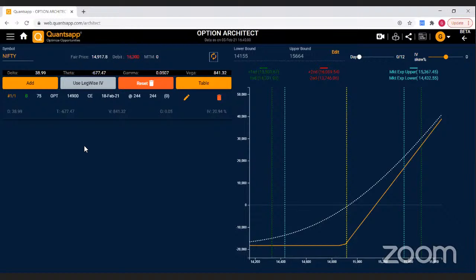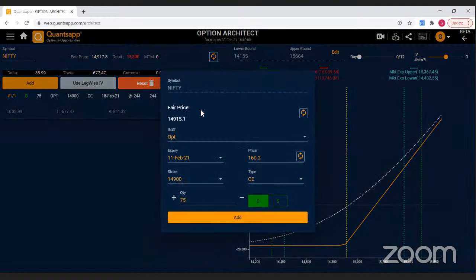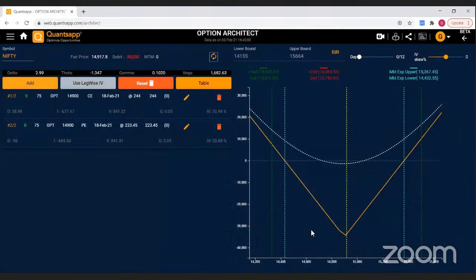Now, before looking at the values and the Greeks, I'll make the whole strategy first. So I'm going to add one more leg. For the Nifty options, we have to keep the expiry in mind, same strike price. Now I'm changing the option and buying it. So now I have made a long strategy.